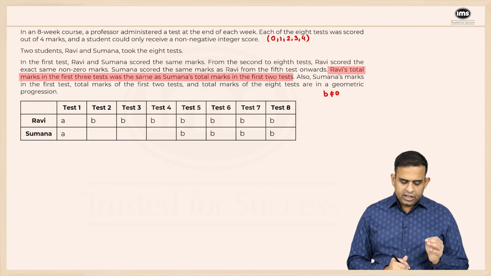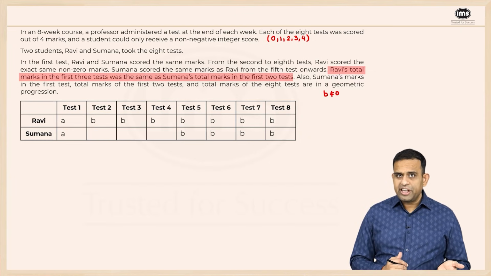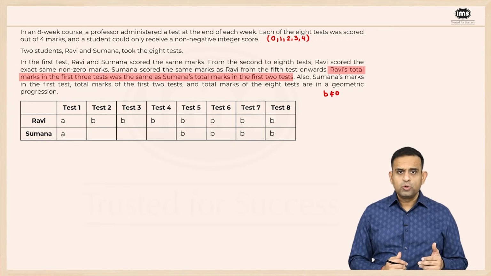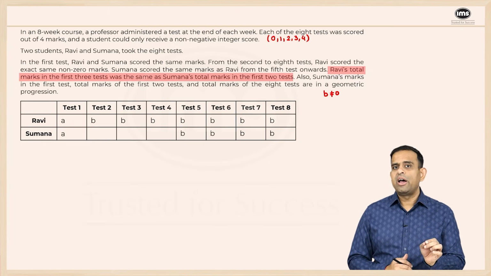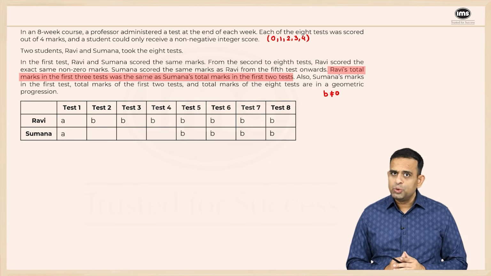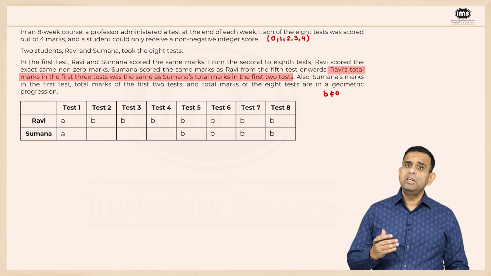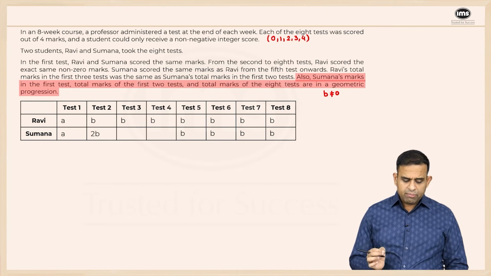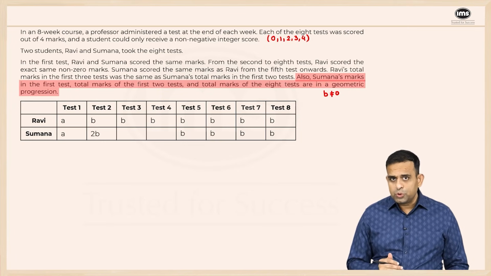Then they say one more thing, Ravi's total marks in the first 3 tests, which you can say is a plus b plus b, was same as Sumana's marks in the first 2 tests. Now please note, since the marks of Ravi and Sumana were same in test number 1, for this condition to be true, it simply means the marks scored by Sumana in test number 2 will be same as the sum of the marks scored by Ravi in test 2 and test 3 put together. In other words, the marks scored by Sumana in test number 2 must be b plus b, or one can say 2b over here. And then they told one more thing, Sumana's marks in the first test, which you can say is a. Total mark in the first 2 tests is going to be a plus 2b.